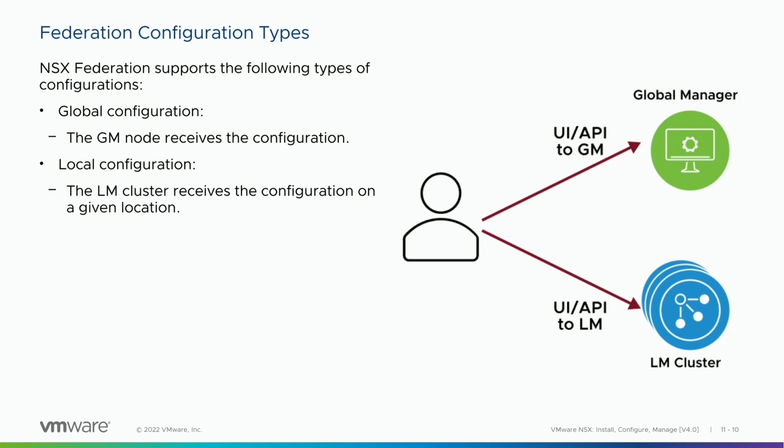Now, we have to think about what we want to use and where we want to use it. If I create something in Global Manager and that gets pushed down to Local Manager, well, then Local Manager can see it. If I create something in Local Manager, my Global Manager doesn't know about that. It's a one-way street from global to local, not from local to global. So I have to think about that.